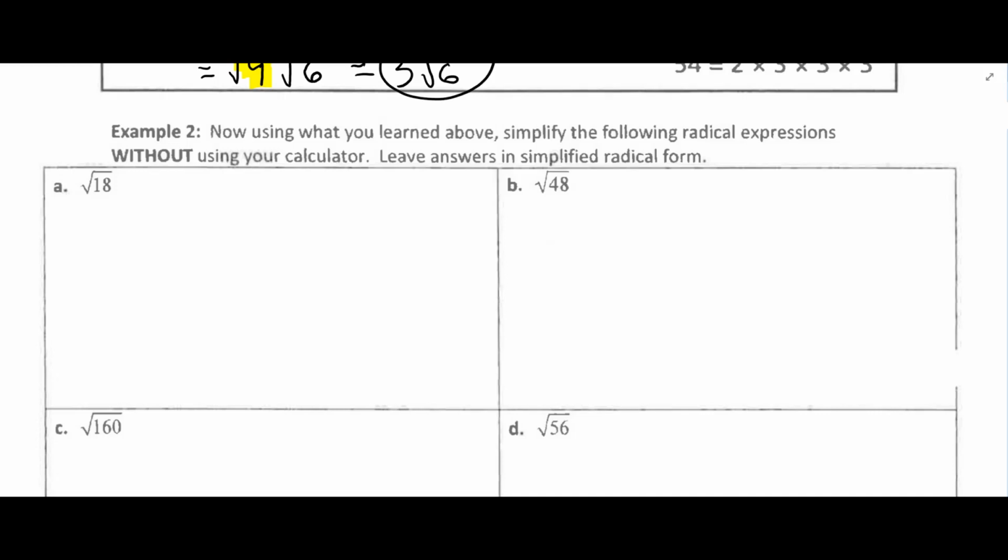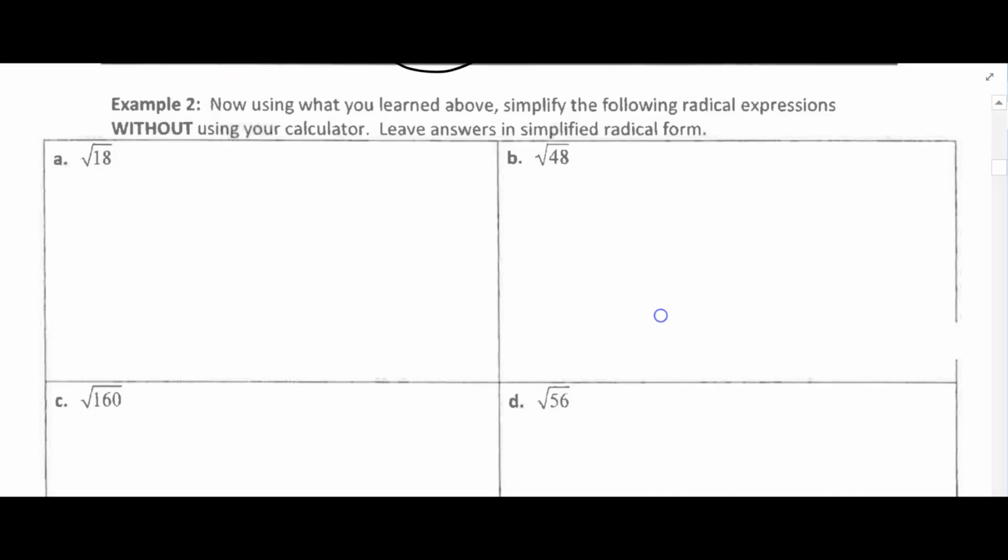Alright, in this video we're looking at example 2. We're going to complete part B. We're looking at simplifying radicals using prime factorization and factor trees. So let's go ahead and do our factor tree over here.